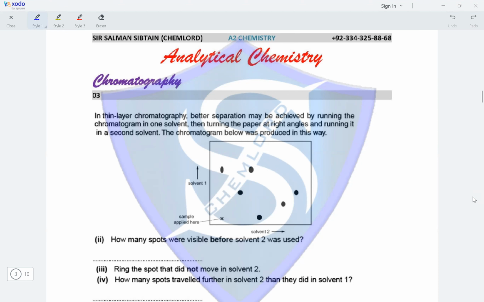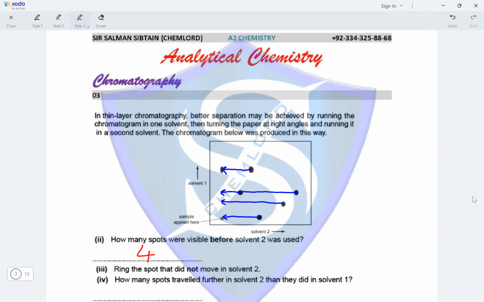So if we resolve this chromatogram for just the use of solvent 1, this spot would have been at the X, this spot would have been here, both of these spots would have been here, and this spot would be over this spot when only solvent 1 was used. So the question asks, how many spots were visible before solvent 2 was used? So the positions of the arrows are 1, 2, 3, and 4. So we would have 4 spots being visible when only solvent 1 was used.